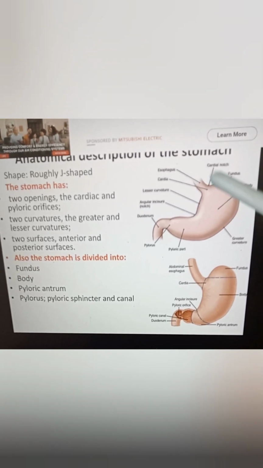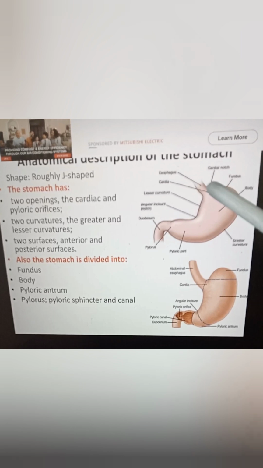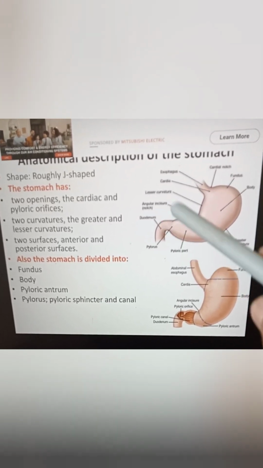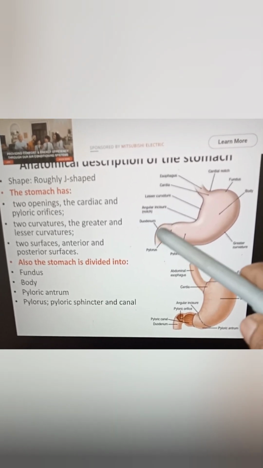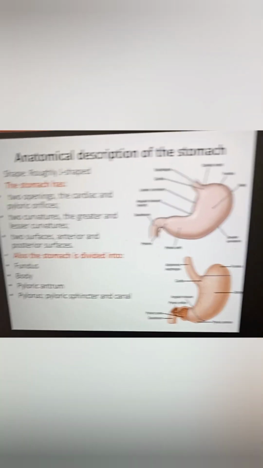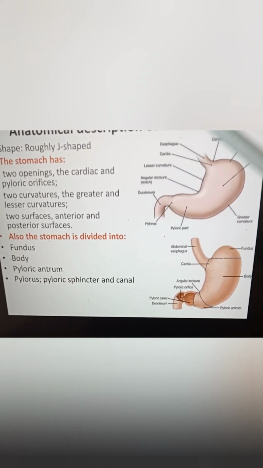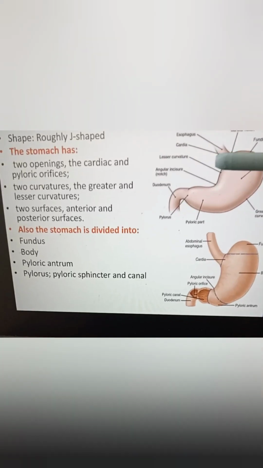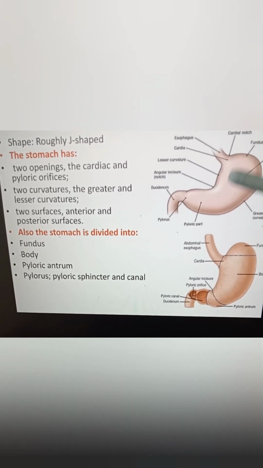The stomach has two openings. The upper portion is connected with the esophagus. This portion we call the cardiac portion, and the lower portion is connected with the pylorus area. The lower portion is connected with the small intestine, and that area we call the pyloric sphincter. In the anatomical view, there is the anterior surface, and the back of the stomach we call the posterior surface.